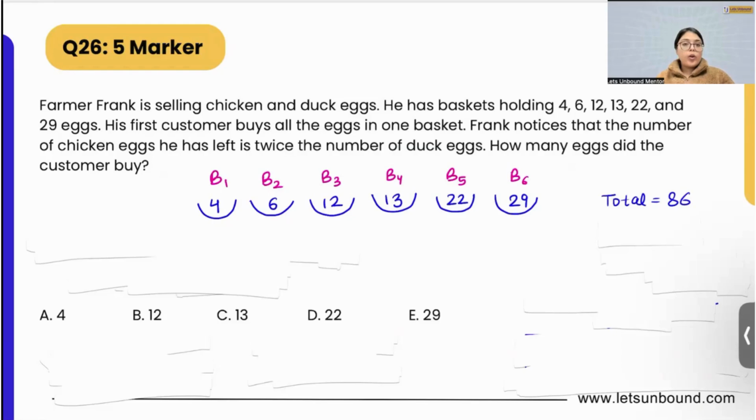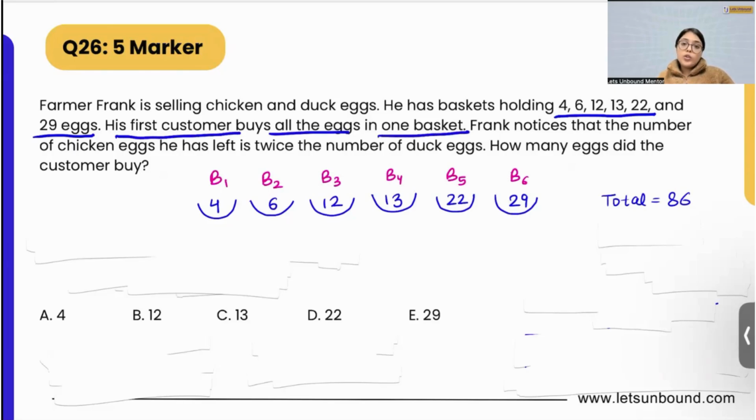Let's just notice what all we need to keep in mind before starting with the question. All you can see right now is I have given numbering to the baskets because the question says he has baskets holding these many eggs. Now it's a mix of both chicken and duck eggs. We don't know how many are chicken eggs, how many are duck eggs. So I have created 6 baskets, keeping the respective number of eggs given in the question. Now his first customer buys all the eggs in one basket.